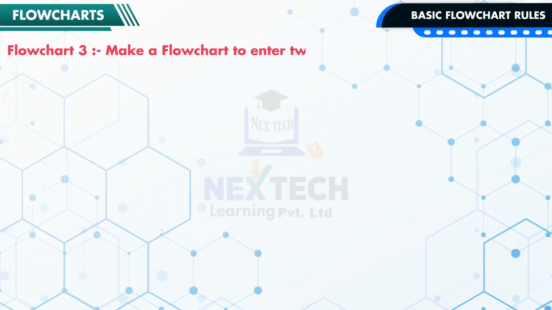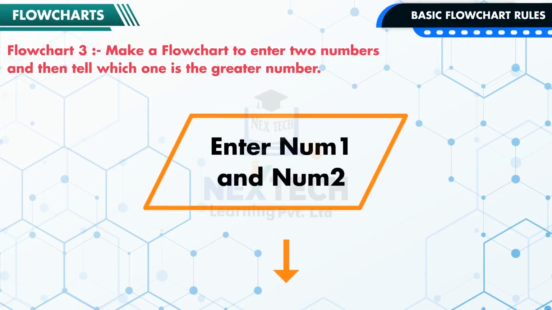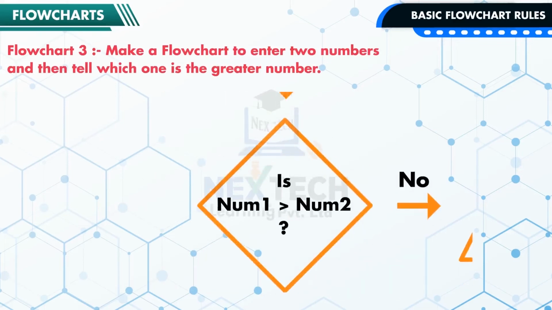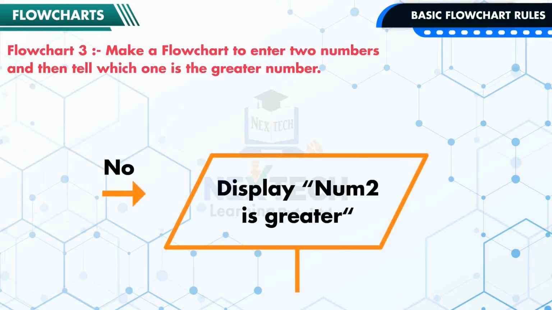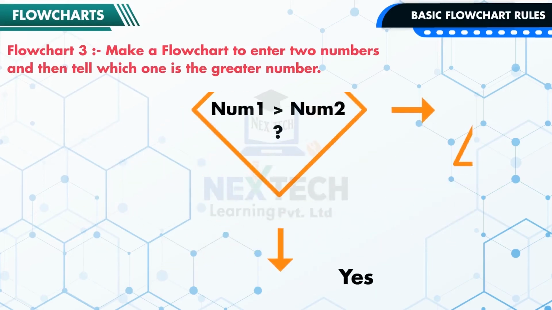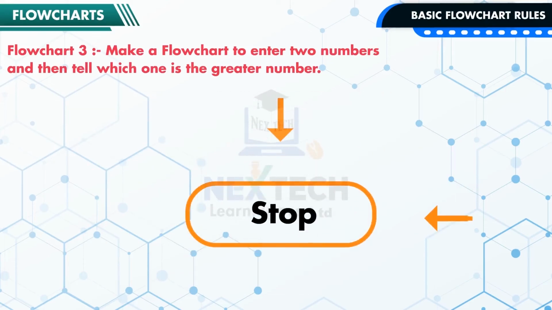Flowchart 3. Make a flowchart to enter two numbers and then tell which one is the greater number. Start. Enter num1 and num2. Is num1 greater than num2? No. Display num2 is greater. Yes. Display num1 is greater. Stop.